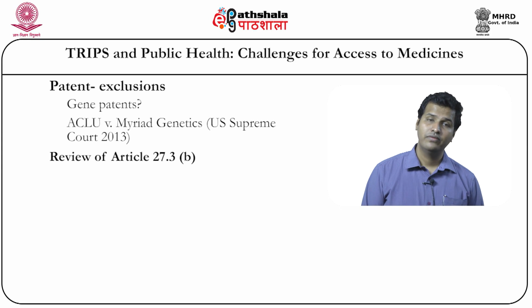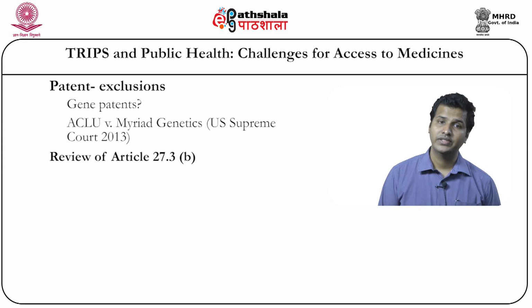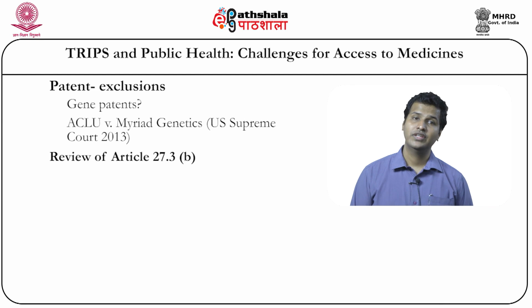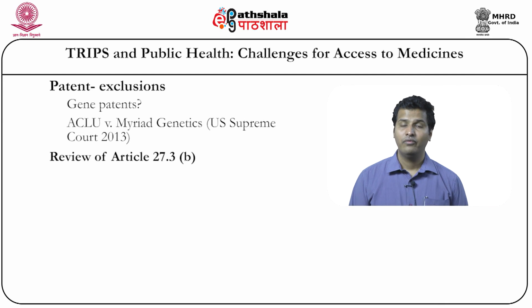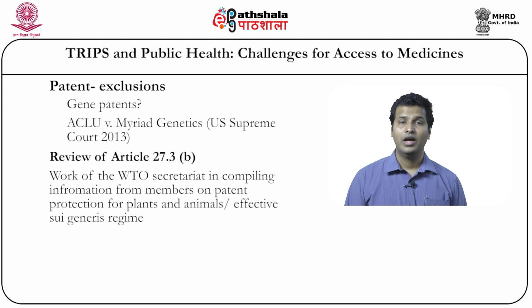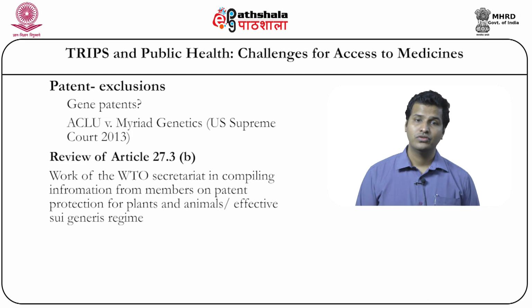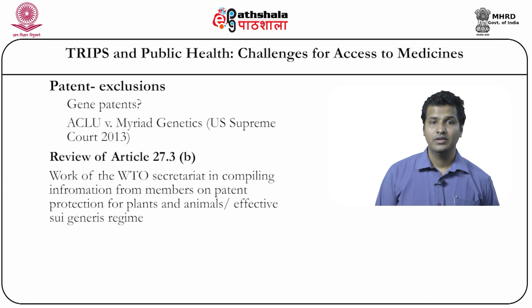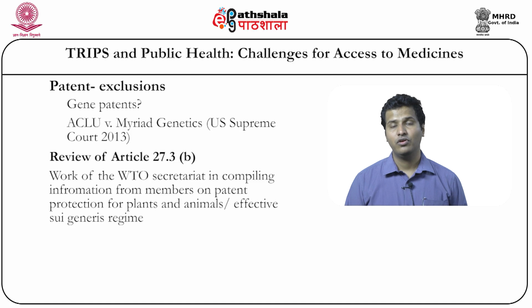There is also currently a review going on with reference to article 27.3, and this is mentioned in article 27.3b, wherein the WTO Secretariat has compiled a lot of information involving how patent protection is offered in case of plants, animals, and how an effective sui generis system for plants is provided.